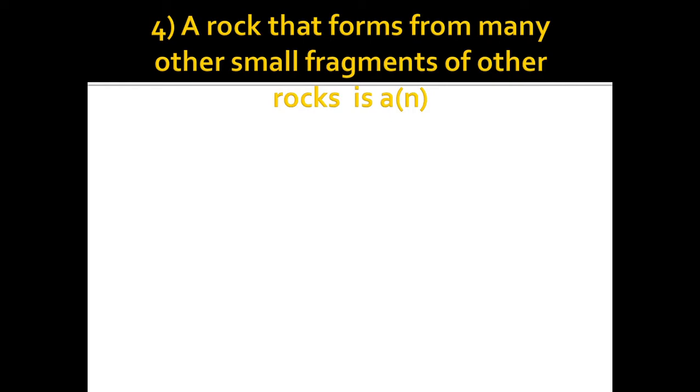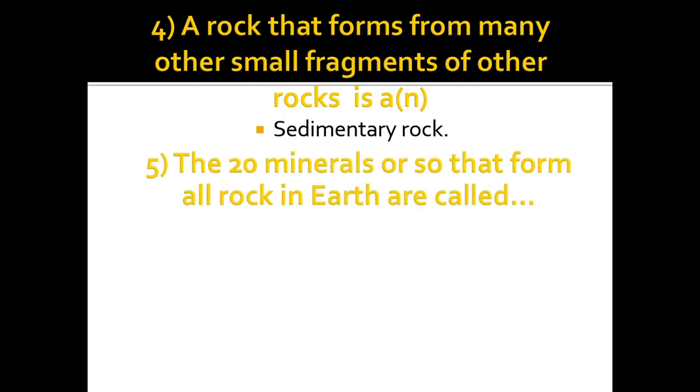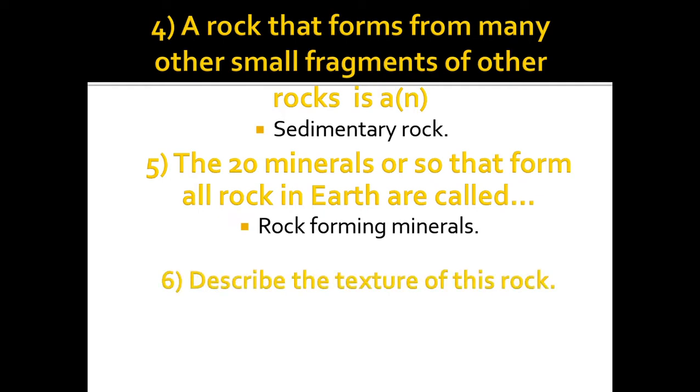So remember that we studied this when we analyzed the formation of different types of rocks. And this one will be a sedimentary rock. Keep in mind that those are the ones that form from the combination of other small particles of several rocks. So the 20 minerals or so that form all rocks in Earth are called, obviously that will be a rock-forming mineral or rock-forming minerals.